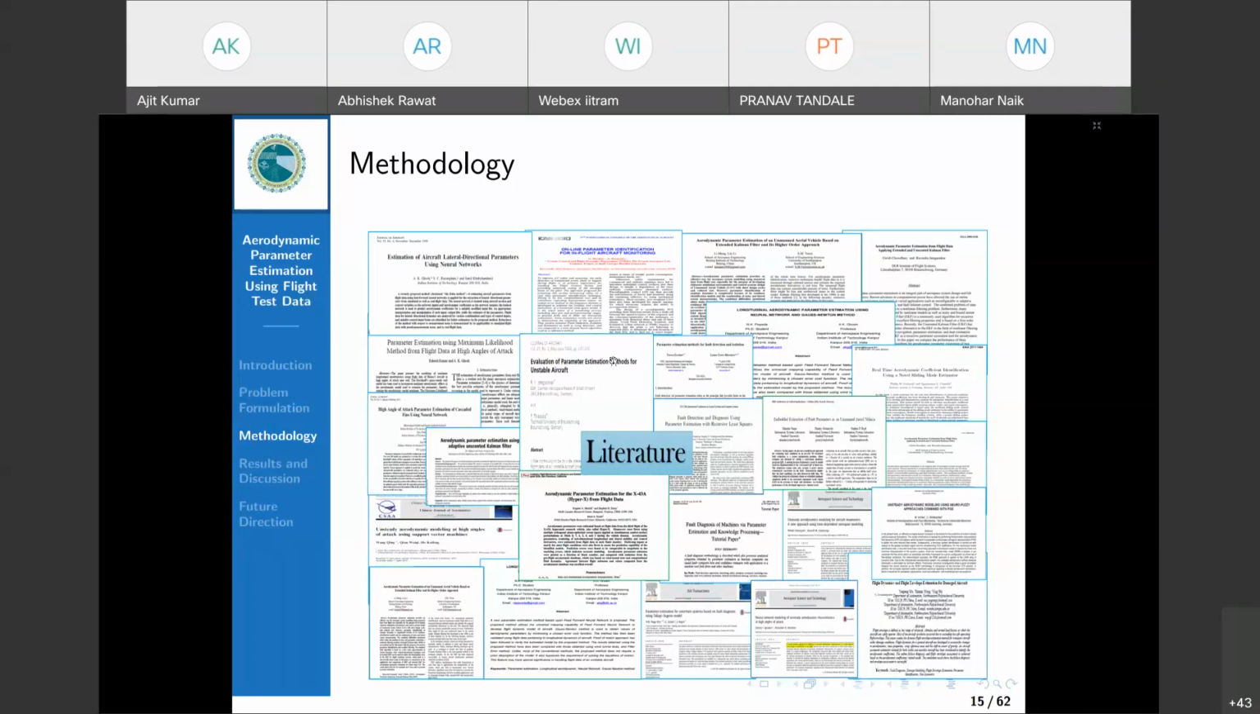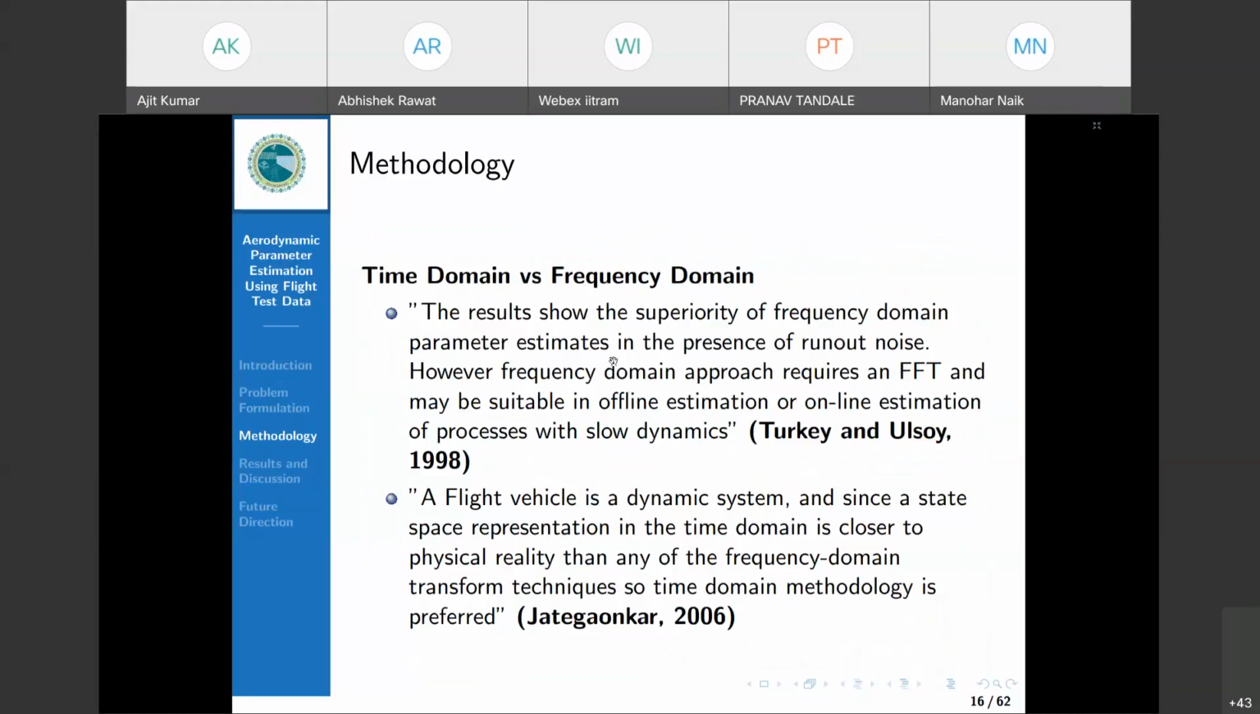So as I said, we have methods in time domain and frequency domain. It's very hard actually to decide which domain to focus on at the initial stage. So I personally give weightage to both the domains, as discussed by the experts in those fields. The comment by Tukey and Olsay in 1998: they say the result shows the superiority of frequency domain parameter estimates in the presence of round-off noise. However, frequency domain approach requires an FFT and may be suitable in offline estimation or online estimation of processes with slow dynamics. So this was the comment by Tukey and Olsay.